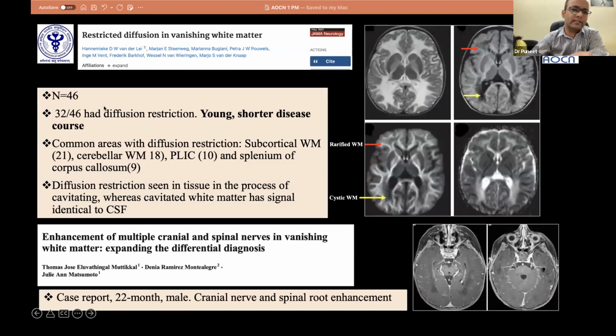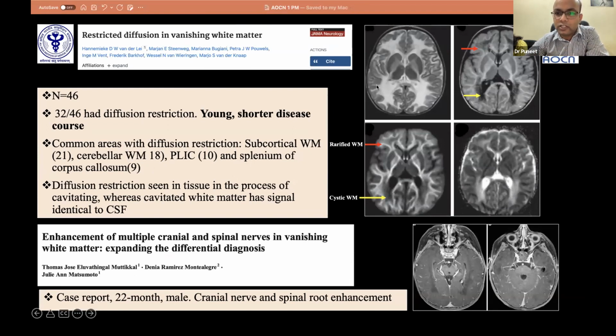Coming to restricted diffusion and its role in vanishing white matter disease. In this paper, they looked at 46 MRI images of children genetically confirmed with vanishing white matter disease, and found that 32 out of the 46 showed diffusion restriction. These children typically were young and had a shorter disease course. Common areas showing diffusion restriction were subcortical white matter, cerebellar white matter, and the splenium of the corpus callosum. The diffusion restriction was seen in tissue which has not yet completely cavitated and is under the process of cavitation.